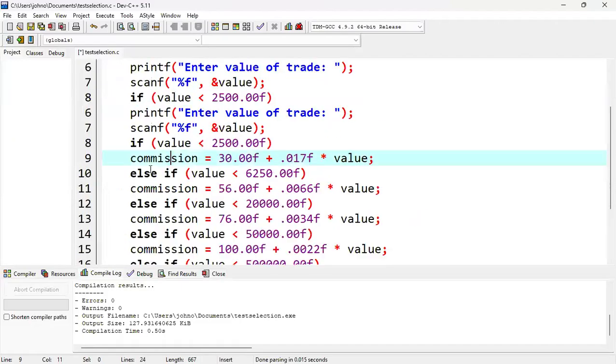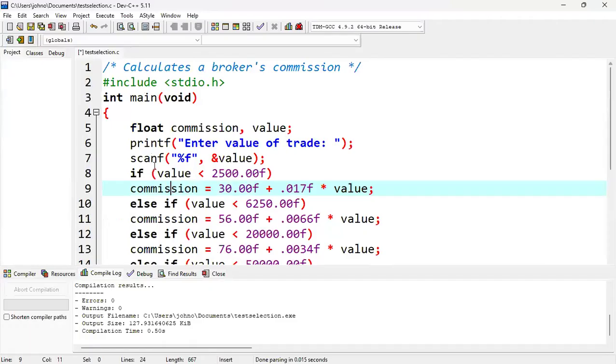Okay. So this is the stockbroker's code. It asks for a value to trade. It accepts the value, stores it inside float value, and prepares a variable to calculate commission. If the value the person wants to buy or sell is less than 2,500, then we calculate a commission based on multiplying 0.17 times that value. After getting that, we add it to $30, which is a fixed amount.